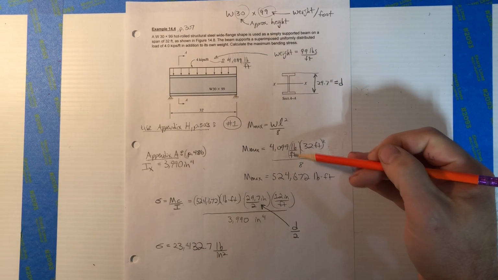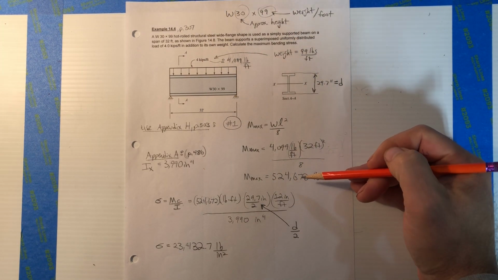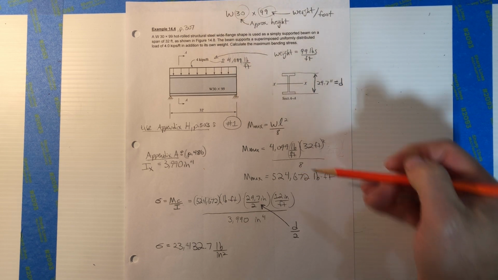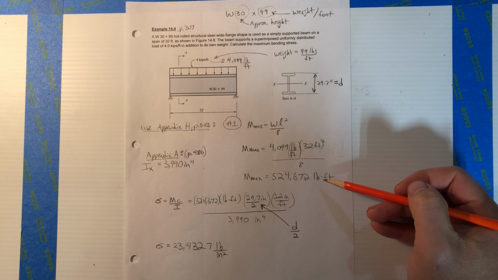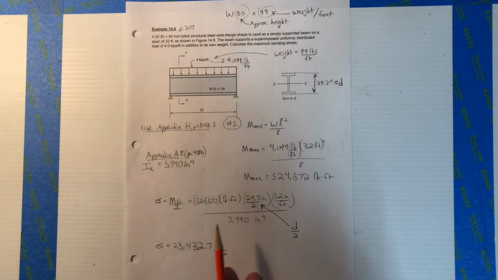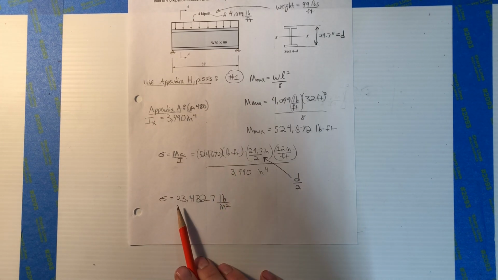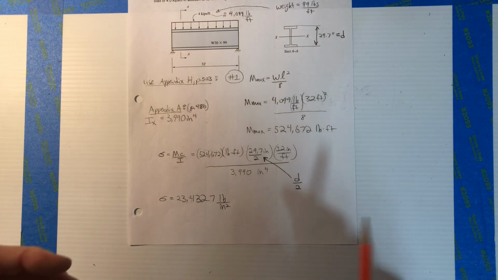That's what I have here. So I can simply calculate that maximum bending moment, 524,672 foot-pounds. Plug that in and get my bending stress value, 23,000 and change PSI. Okay? Pretty straightforward.